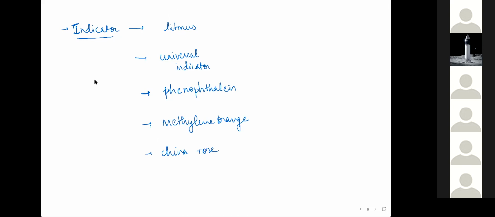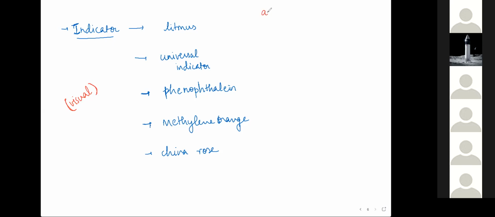Yeah. So these are all visual indicators. Visual indicator meaning they indicate things with sight. They basically change color depending on whether something is acidic or basic. Okay. So litmus, you all are aware of.